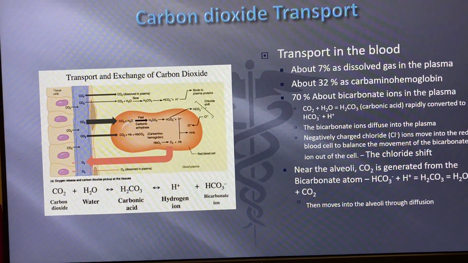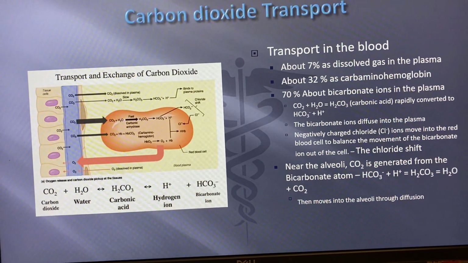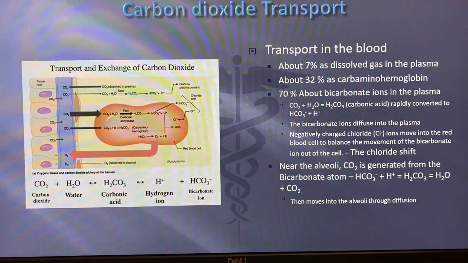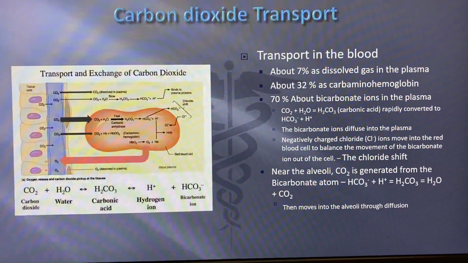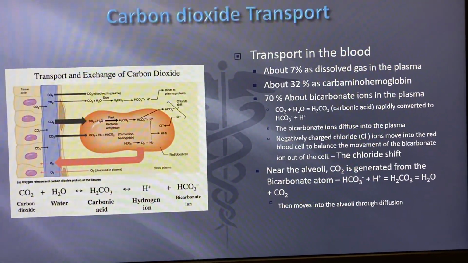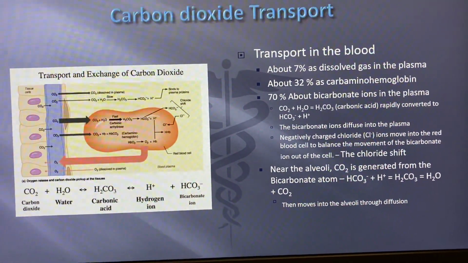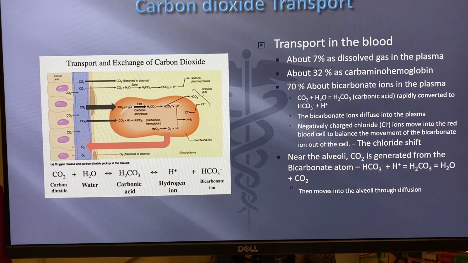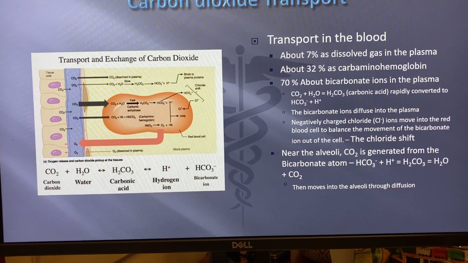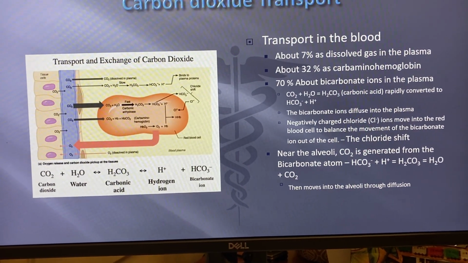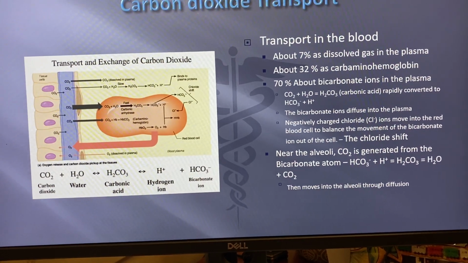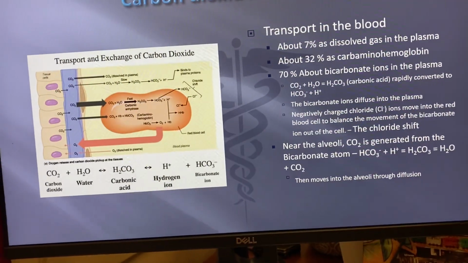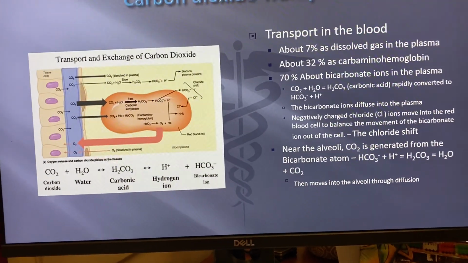So as carbon dioxide diffuses into the blood, it binds with the water of the blood to form carbonic acid, which rapidly converts to bicarbonate and a hydrogen ion. The bicarbonate ions diffuse into the plasma. Then the negatively charged chloride ions move into the red blood cell to balance the movement of the bicarbonate out of the cell, and that's called the chloride shift. Near the alveoli, the CO2 is generated from the bicarbonate. Bicarbonate plus the hydrogen forms, in reverse, the carbonic acid, which spontaneously breaks down into water and carbon dioxide, which then moves into the alveoli through diffusion.